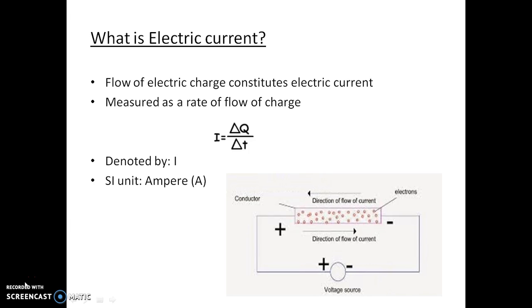So for a given time, how many charges are flowing through a conductor gives a value of current. So current is always denoted by the letter I. The SI unit of current is ampere. In an electric circuit, as far as the direction of current is considered, it is always opposite to the flow of electrons.